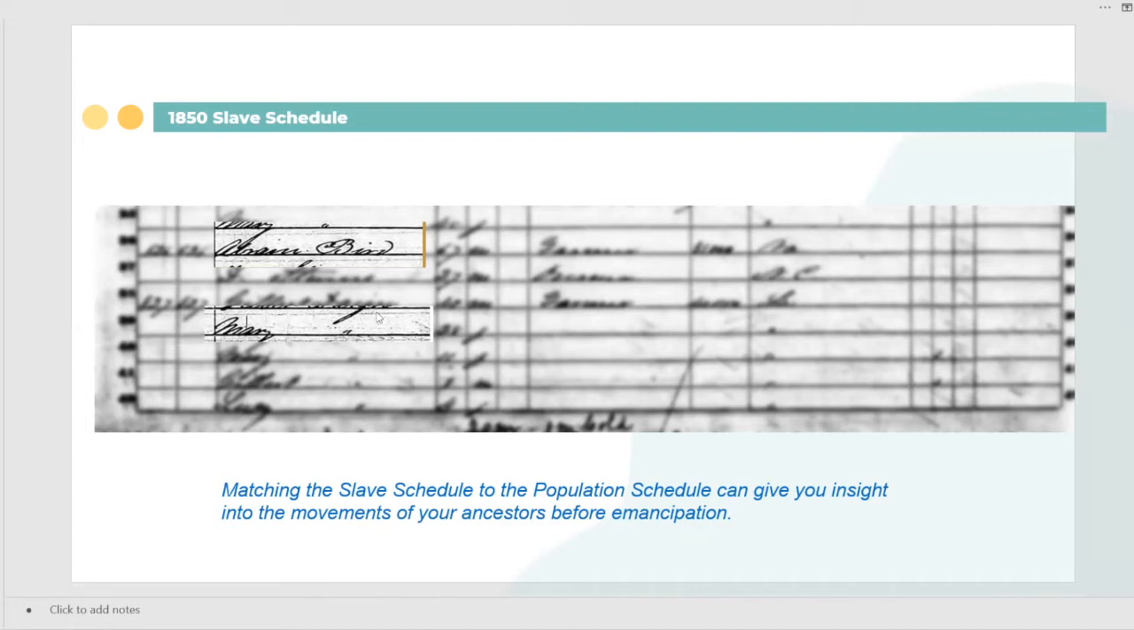We're going to talk a little bit more about how you can help trace that when we get to the 1870 census after emancipation. Looking around your ancestor can help you answer some of the questions of where they may have been before emancipation.